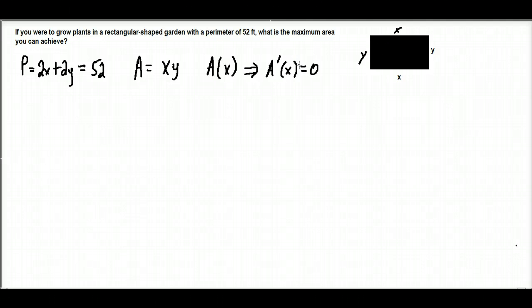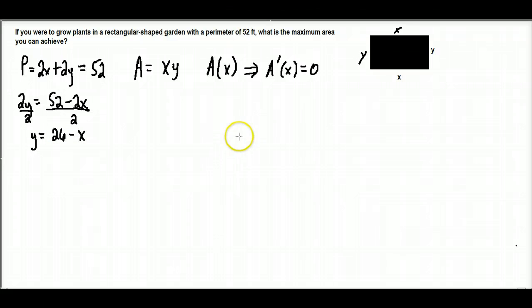Now, in order to get this area function here, we notice that we have two variables, x and y. We need to change y and rewrite it as a variable of x. And we're going to use our perimeter equation in order to do that. So here we see that since 2x plus 2y is equal to 52, we can subtract 2x from both sides, and we'll end up getting 2y is equal to 52 minus 2x. Okay? And then we can divide both sides by 2. And when we do that, we end up getting y is equal to 26 minus x.